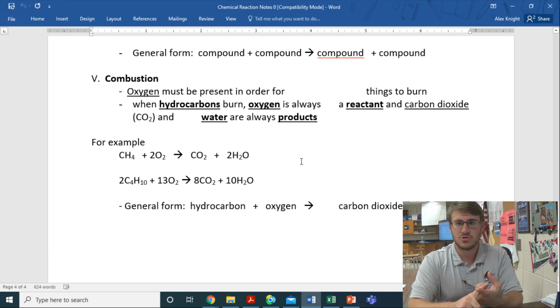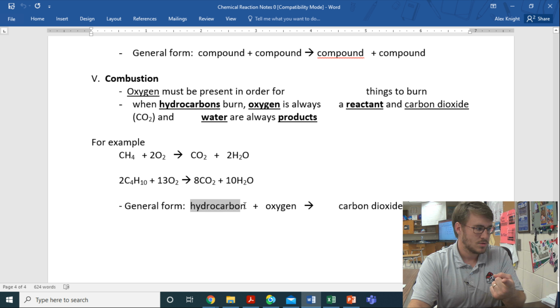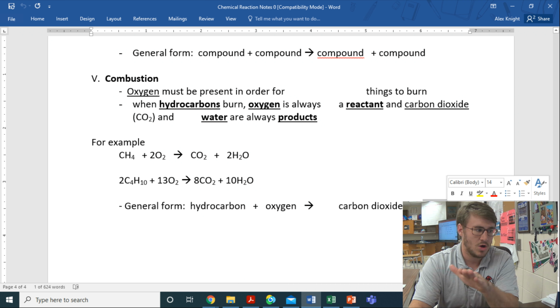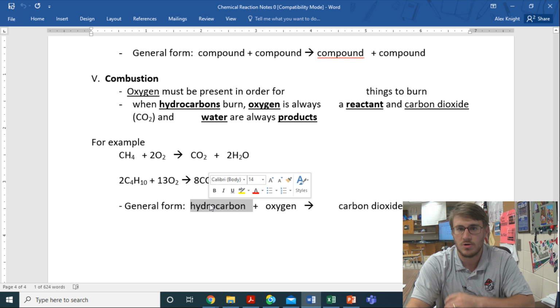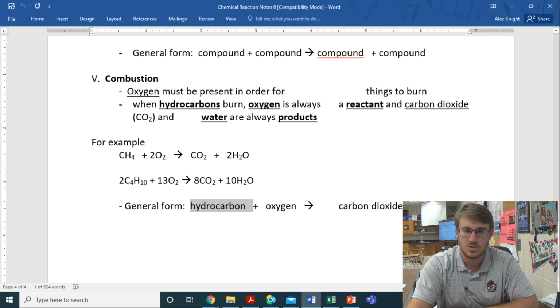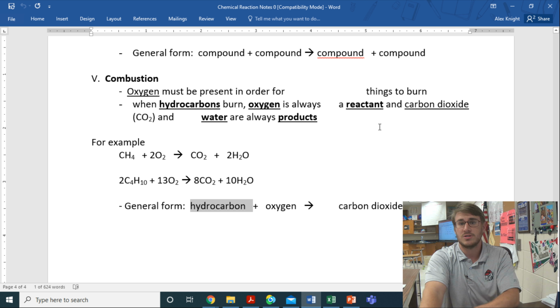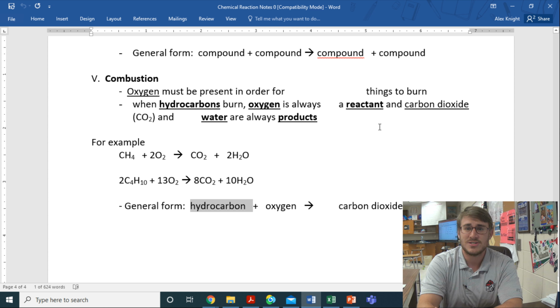Type 5 is combustion. It's always a hydrocarbon with oxygen, which forms the products carbon dioxide and water. Always the same products, CO2 and water, always the same reactant, oxygen, and then it's some form of a hydrocarbon. It gets more specific as it goes for the general form of a combustion reaction. And those are the ones, that's the CHO one.